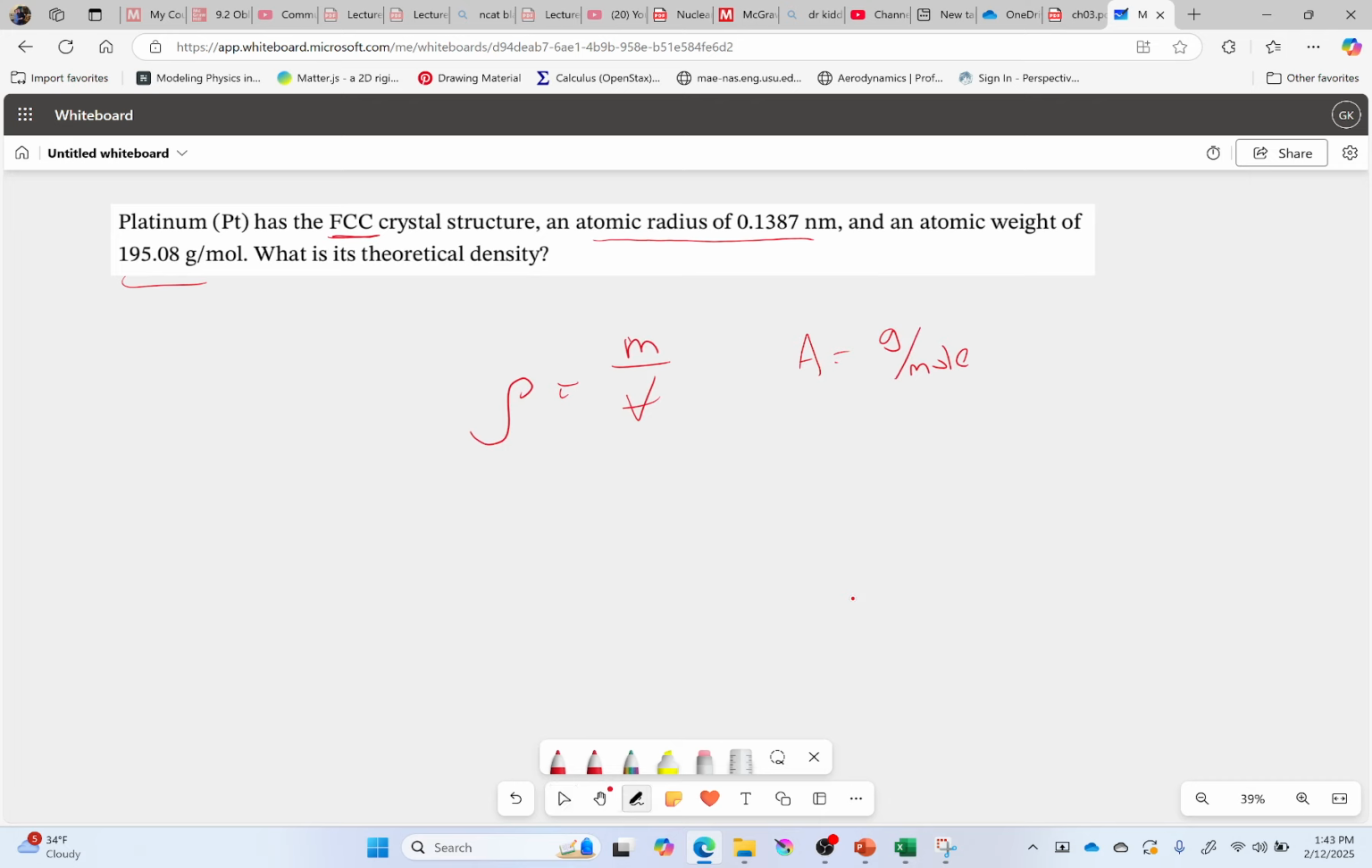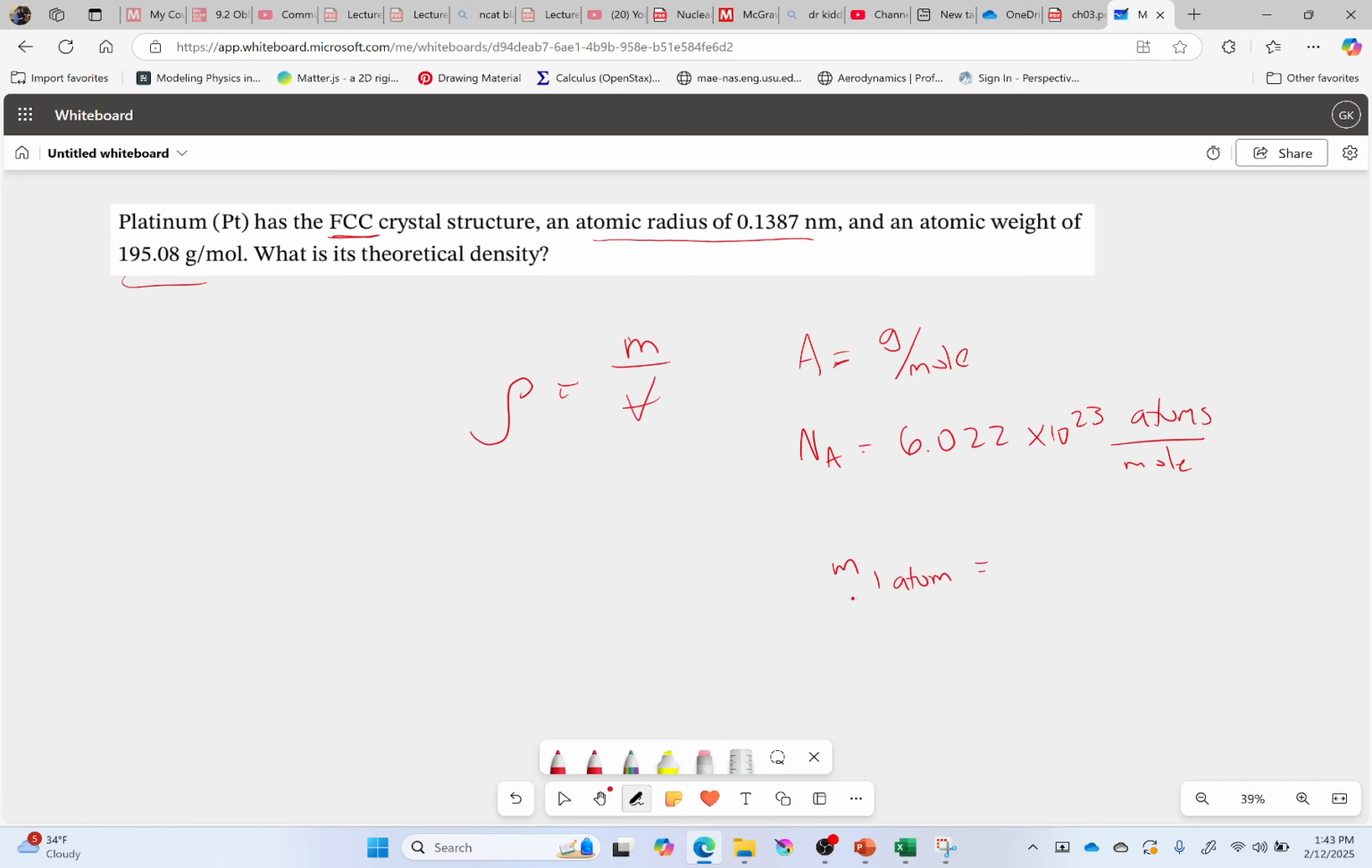So if I have a mole of them, great. What's a mole? Well, a mole is Avogadro's number. So N_A is going to be equal to 6.022 times 10 to the 23rd, and that's going to be atoms per mole. It can be anything per mole, we're just using atoms here. So let's figure out the mass of one atom.